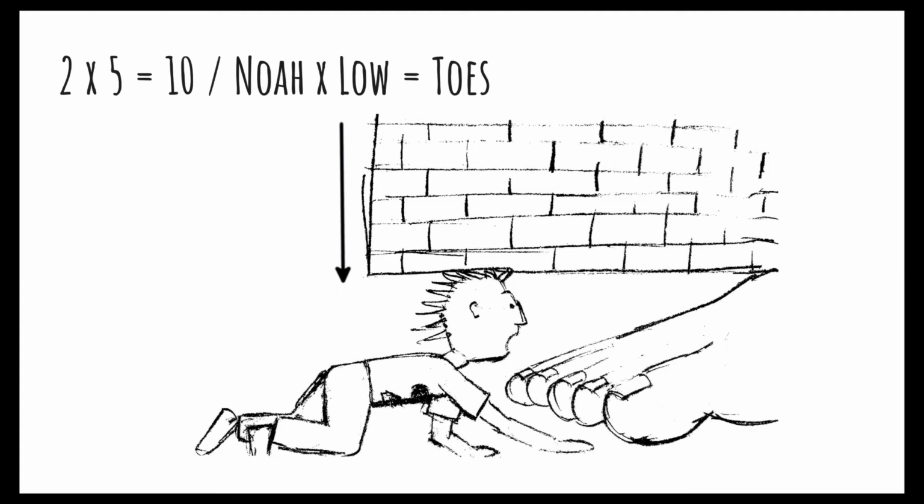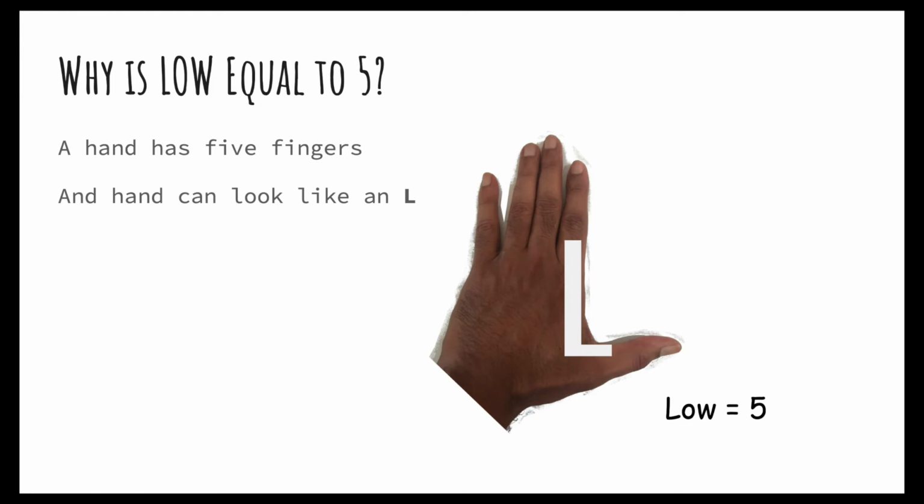Now let's look at why Lo is 5 and toes is 10. 5 can be represented with 5 fingers of our hand, and the index finger and your thumb, when held apart, looks like an L. That's why in the major system, the number 5 is represented with the letter L. And if I add a few letters to it that don't have any value, then I can get the word low. Thus low equals 5.